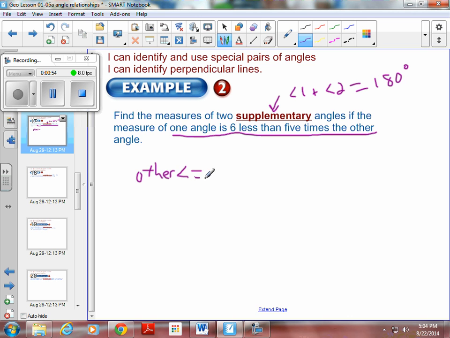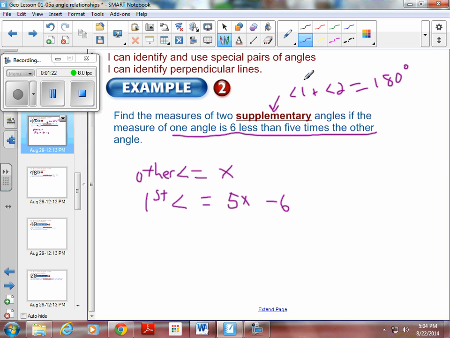So the other angle we're going to set equal to x, and then our first angle, so the measure of one angle is 6 less than 5 times the other angle. Okay, so then we're just ready to put it in. We've got the other angle and the first angle.